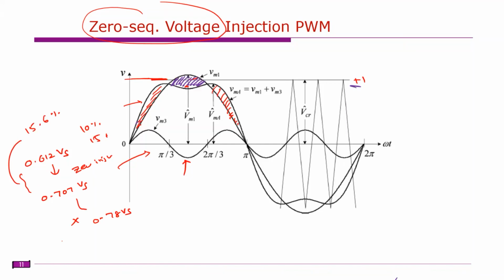That is (0.707 minus 0.612) by 0.612. So that will be 15.6%. This is very important. Most of the competitive exams will ask it.